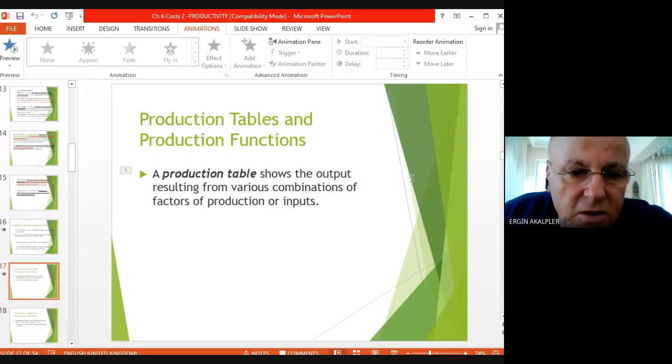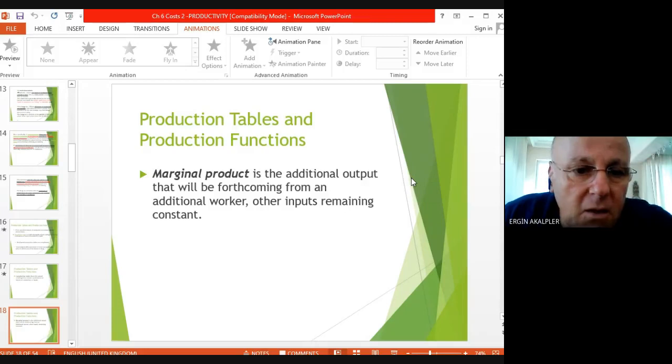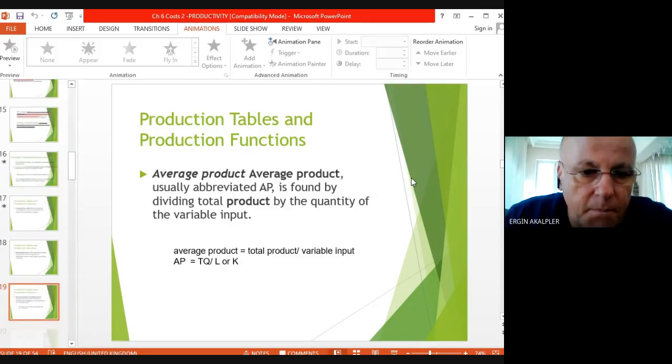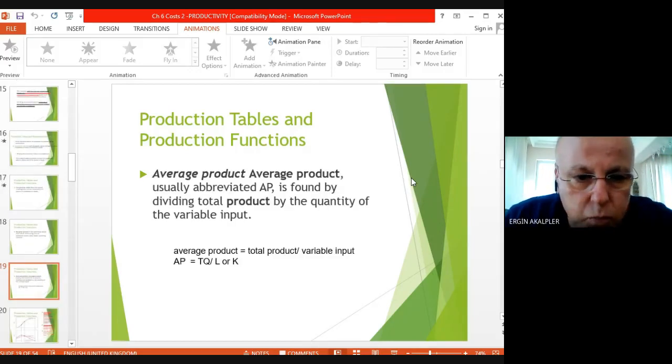Production tables and production functions show the output resulting from various combinations of factors of production or inputs in a given period of time. And marginal product is the additional output that will be forthcoming from an additional worker, with other inputs remaining constant. Average product, which is going to be used in the production operation process, is abbreviated as AP, and is found by dividing the total product by the quantity of the variable input. Therefore, the average product is the total production divided by the labor or capital.